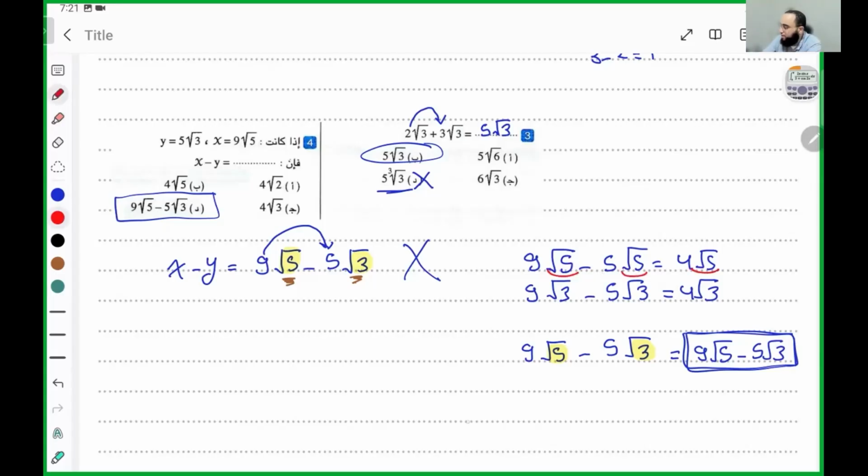Then the answer is 5. And the first root is 3 and the second root is 3. Then the answer is 3. But here, one is 5 and one is 3. Then it doesn't work. It's still itself.